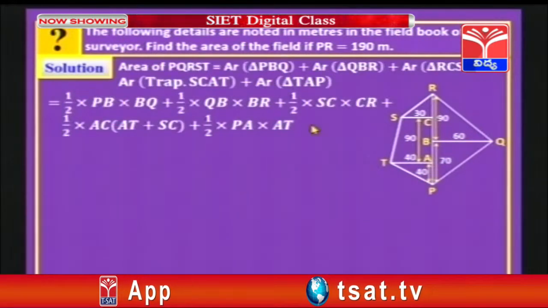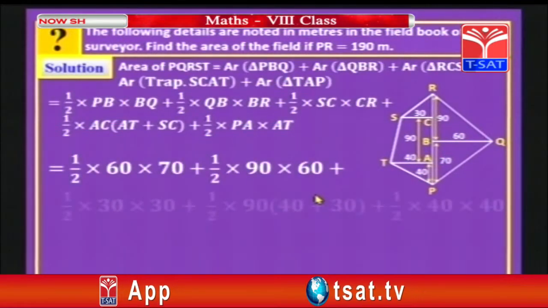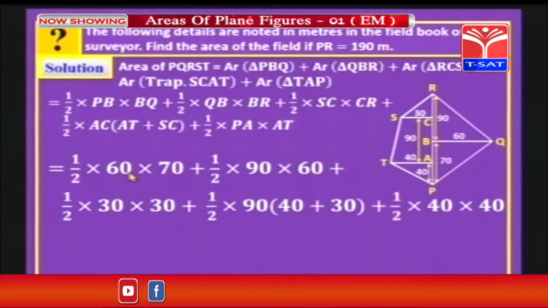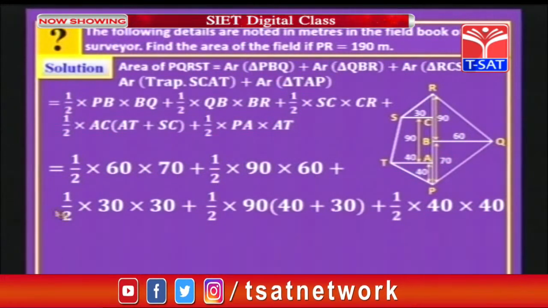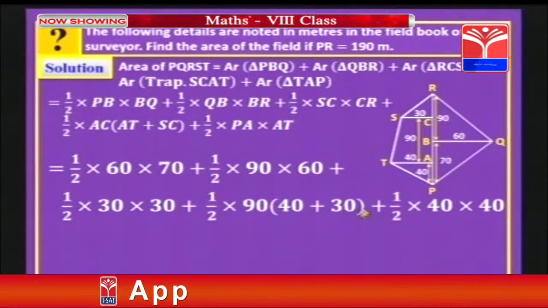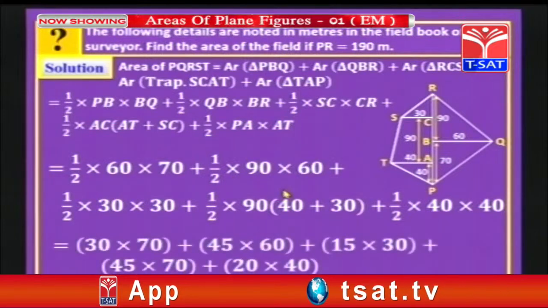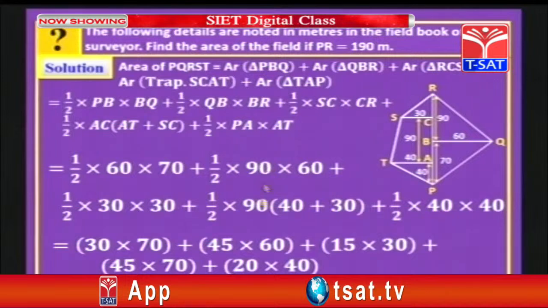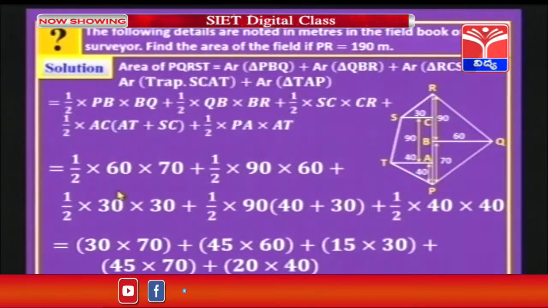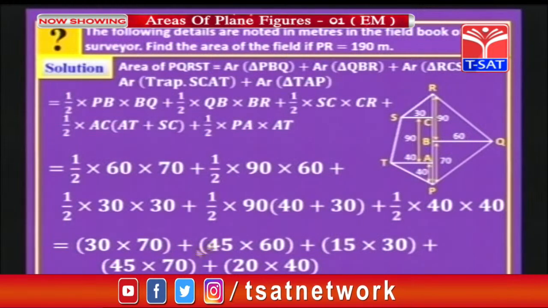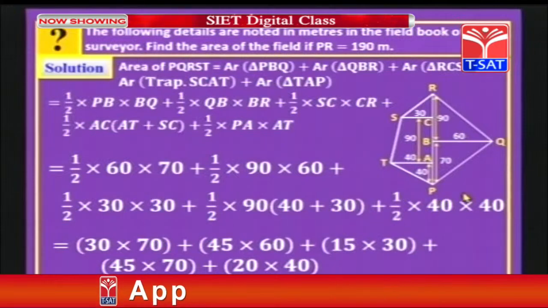Now let us substitute all these values, children. On substituting, you get half into 60 into 70 plus half into 90 into 60 plus half into 30 into 30 plus half into 90 into 40 plus 30 plus half into 40 into 40. Let us simplify them. So this goes 30 times, so 30 into 70, plus this goes 45 times, so 45 into 60. This goes 15 times, so 15 into 30. This goes 45 times, so 45 into 40 plus 30 is 70. And finally this goes 20 times, so 20 into 40.